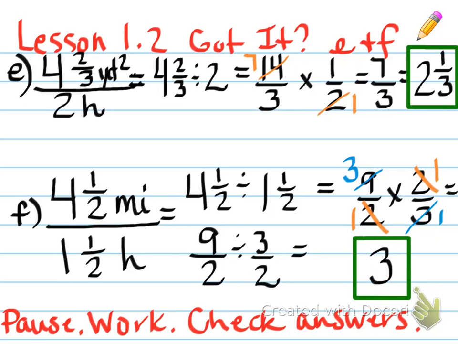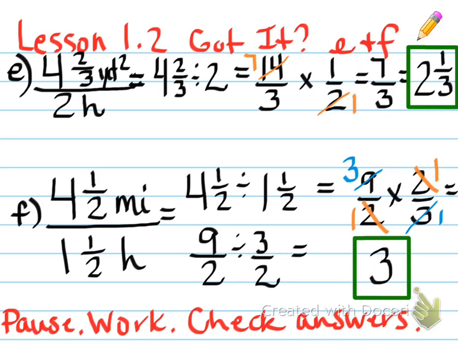The next step, I've taken 4 2/3 and changed it to an improper fraction, 14/3 times, going through my KCF, changing 2 over 1 to 1/2. Then you can see in the orange I have crossed out and cross simplified to make this easier. And I came up with 7/3, but 7/3 needs to be simplified, so the final answer for E is 2 1/3.